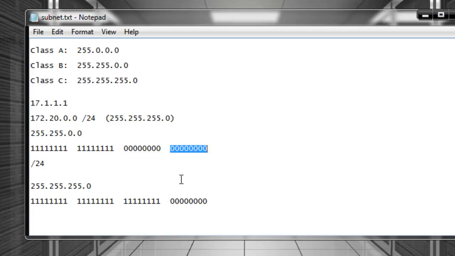Now the section where they share ones, and they are all ones, that's the network section. That does not change. And where the default mask has zeros, but where the subnet mask has ones, those are subnet bits, and we borrowed those from the host bits. Now where the default mask has zeros and where the subnet mask has ones is the subnet bits.